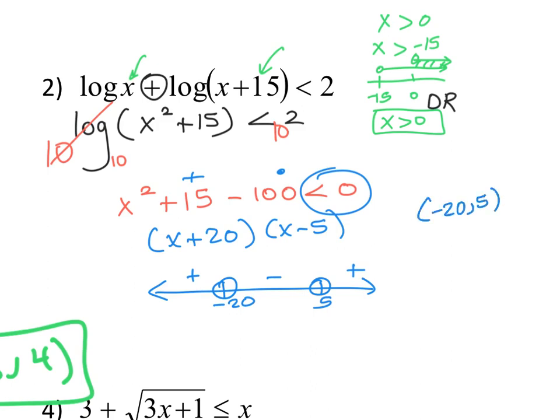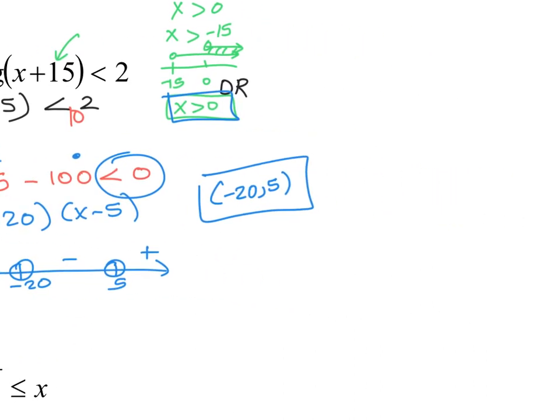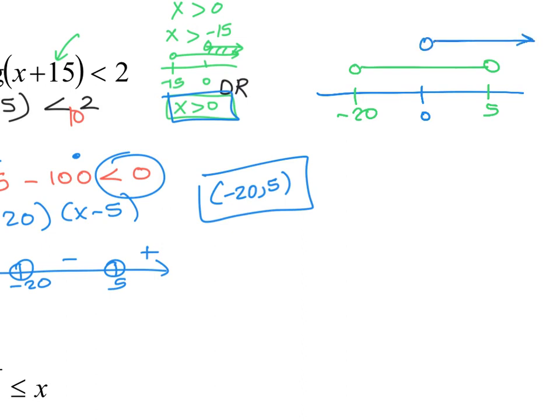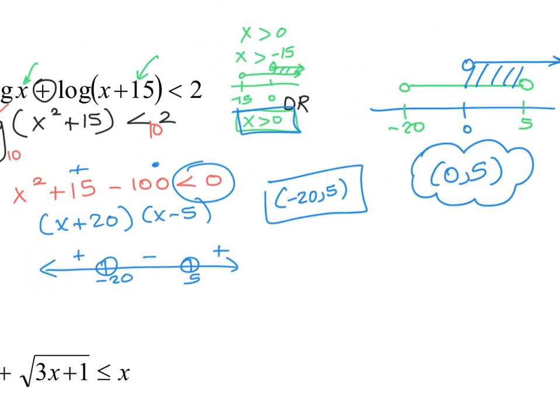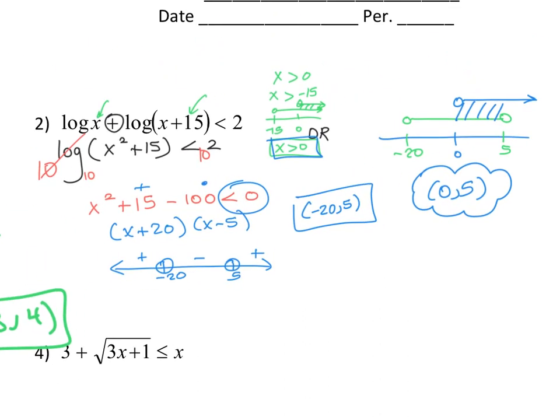But hold on, that's the solution. That's the domain restriction. I need to see where they will meet, and that's going to be my final solution. So negative 20 to 5, I got that from solving the inequality. And x greater than 0, I got that from the domain restriction. I need to see where they will meet. So from 0 to 5, that's going to be my final solution. That's how you solve logarithmic inequalities.